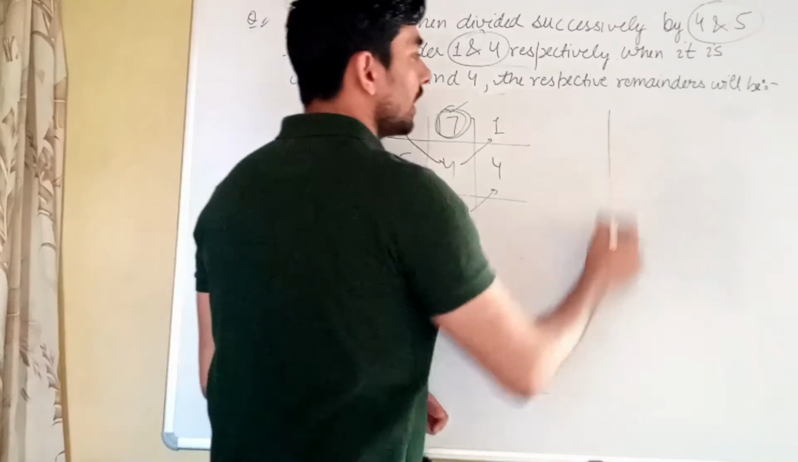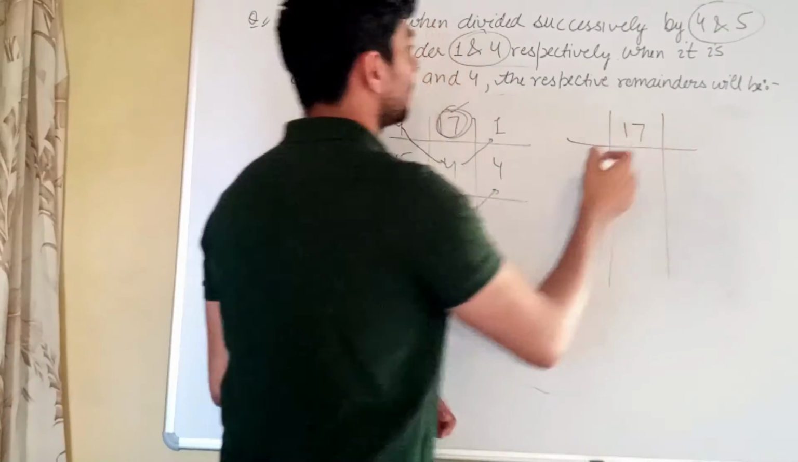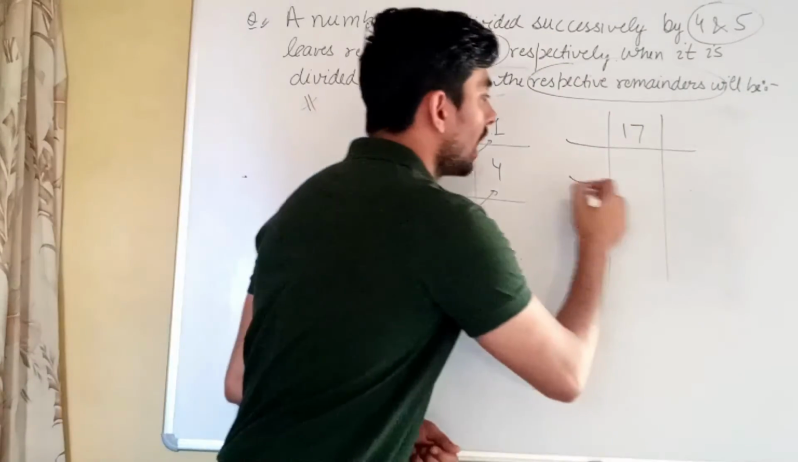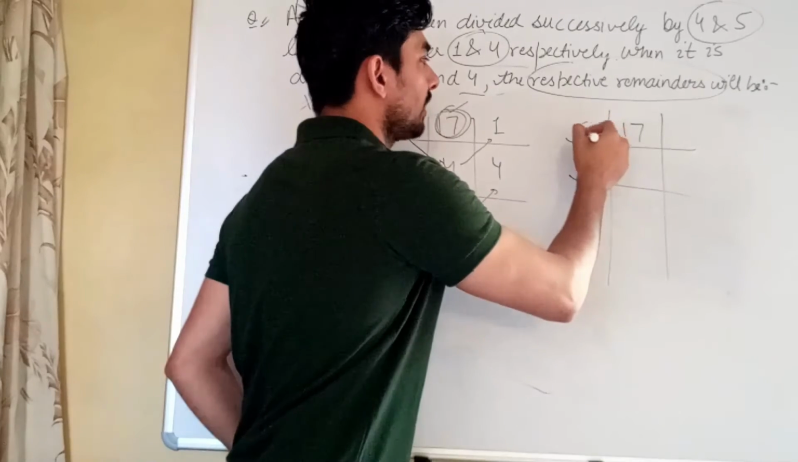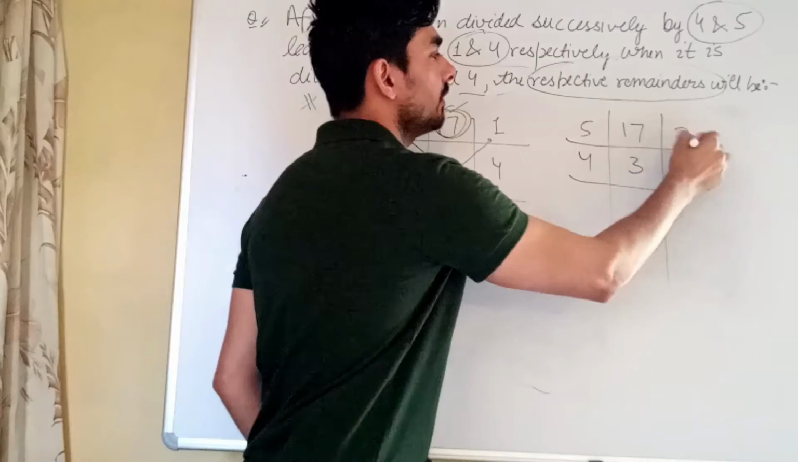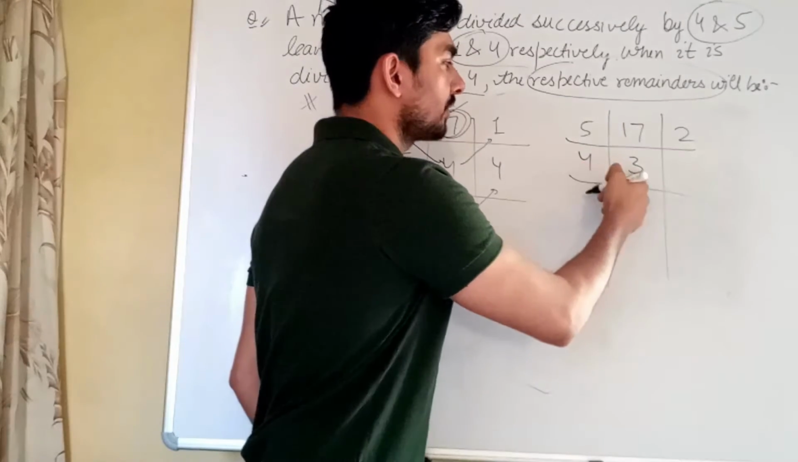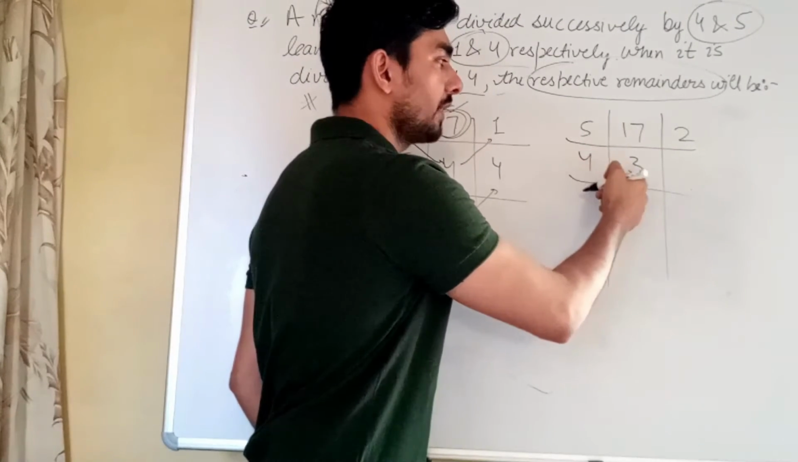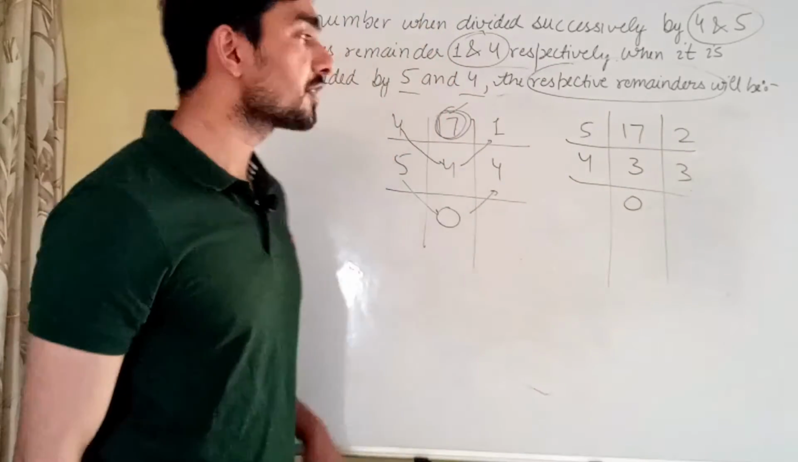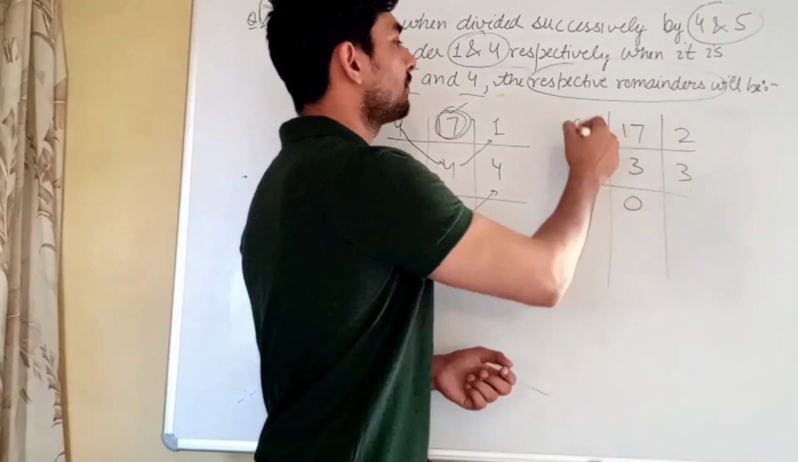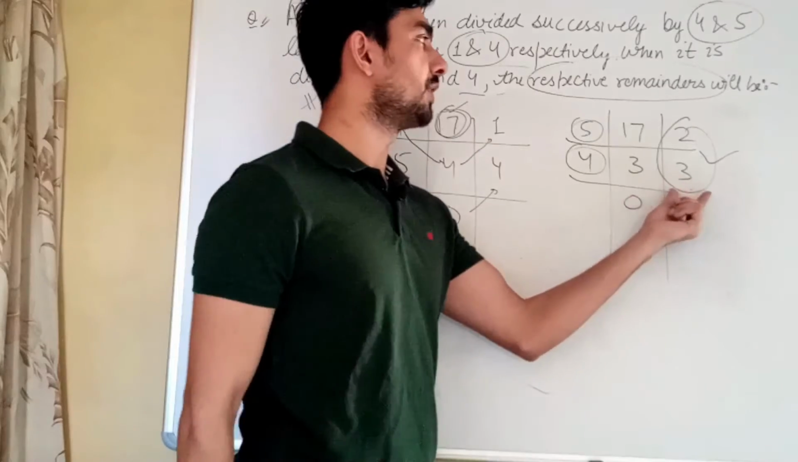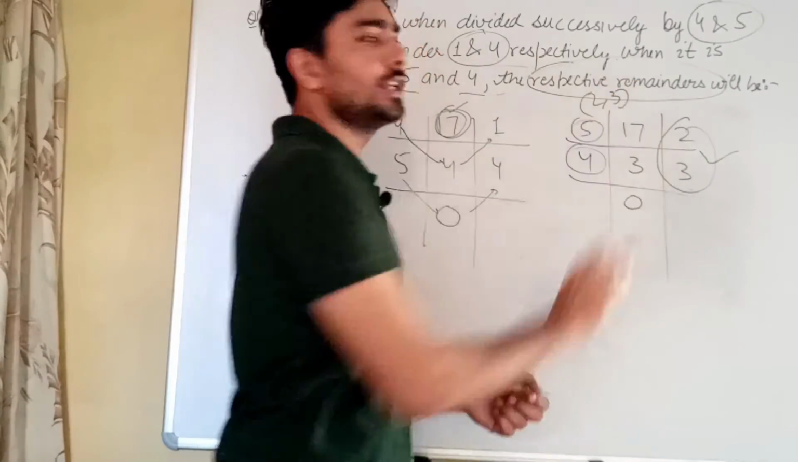So if we divide the same number 17 by 5 and 4, what will be our respective remainders? If I divide 17 by 5, 5 times 3 is 15, the remainder will be 2. We cannot divide 3 by 4, so I will take the quotient 0 here, 4 times 0 plus 3. So our respective remainders when we divide the number by 5 and 4 will be 2 and 3 respectively. The answer of this question is 2, 3.